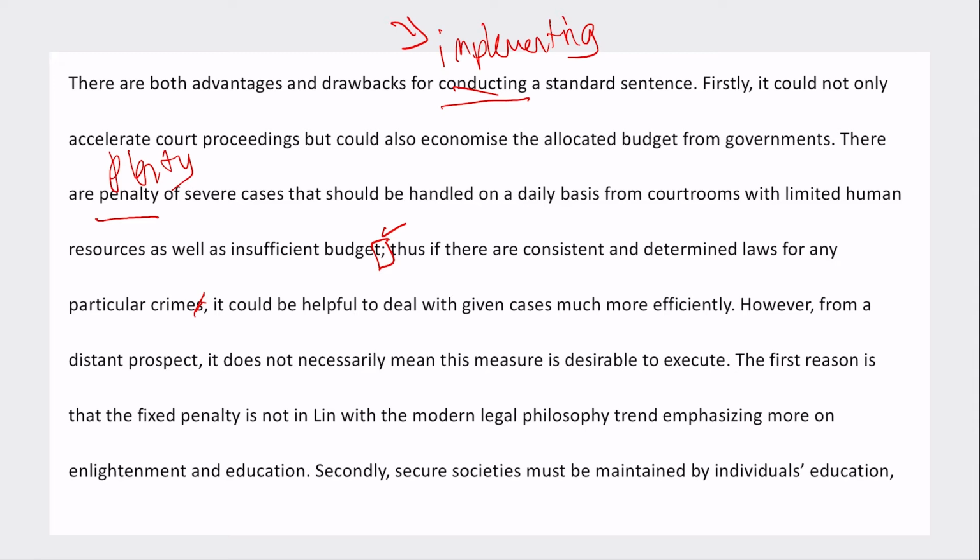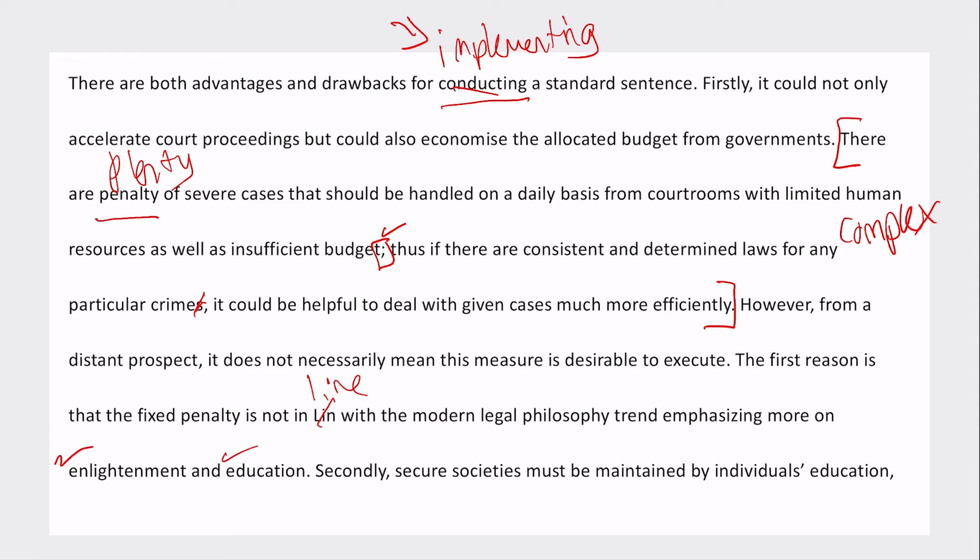Okay, this is a nice sentence. It's quite long, but they've broken it up with some punctuation. This is a nice complex sentence. This is what we like to see to get up to those band 6s and higher. "However, from a distant prospect, it does not necessarily mean this measure is desirable to execute. The first reason that the fixed penalty is not in line with the modern legal philosophy trend, emphasizing more on enlightenment and education." Okay, nice vocabulary.